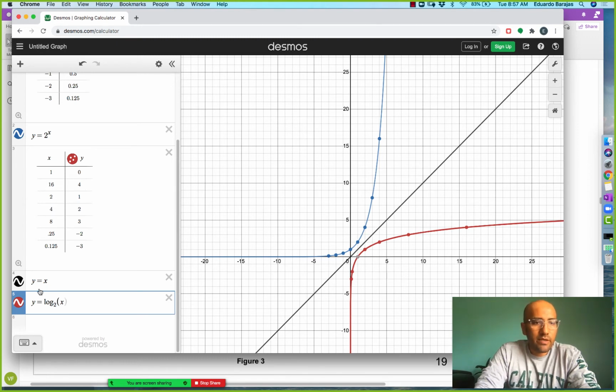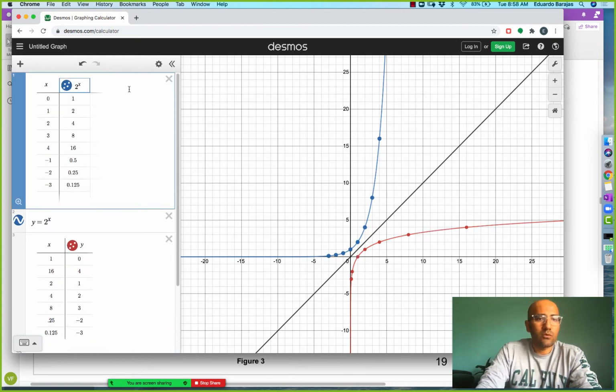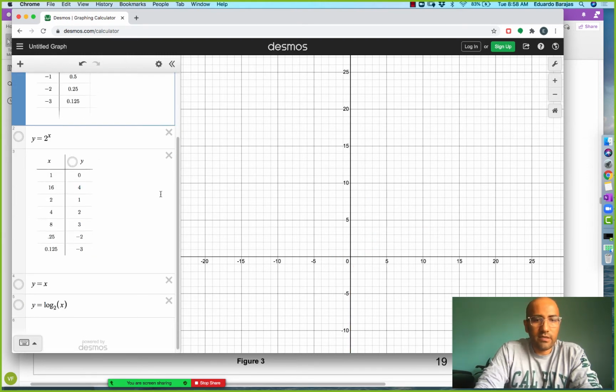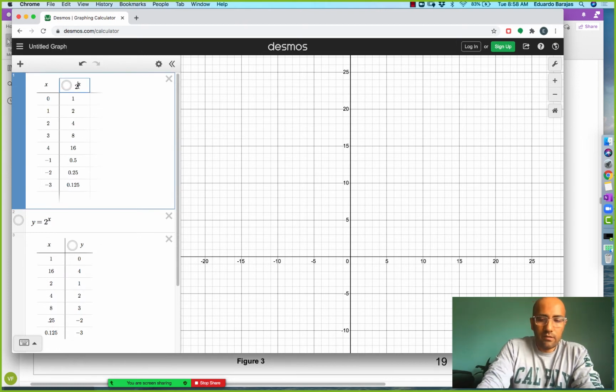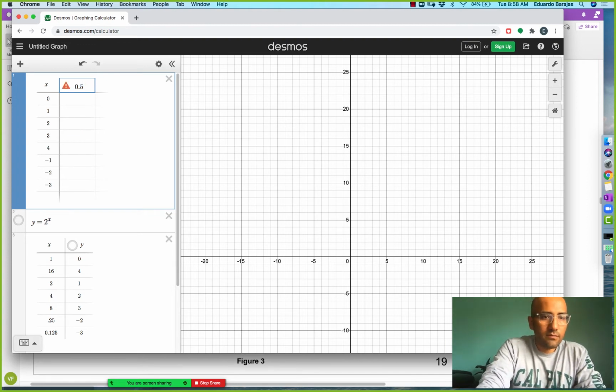Okay, so let's do the same thing where the base is somewhere between 0 and 1. So let's see what this looks like when this is equal to, I don't know, about a half. Get rid of all of this. So we're going to repeat the same process, except this time we're dealing with, let's say, 0.5 to the power of x.